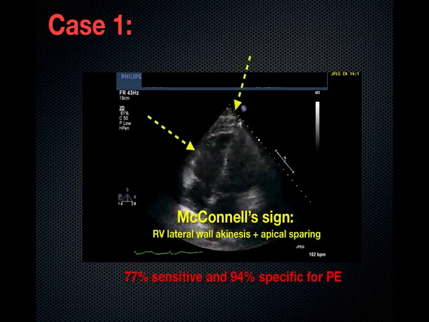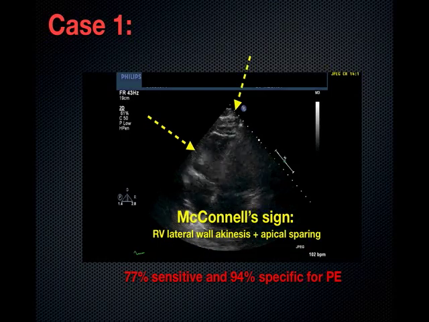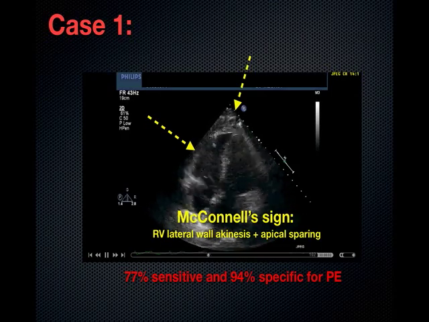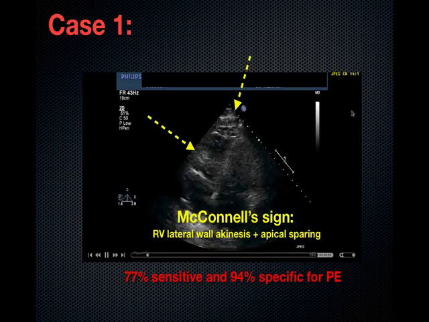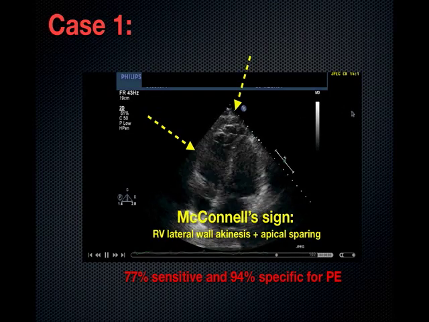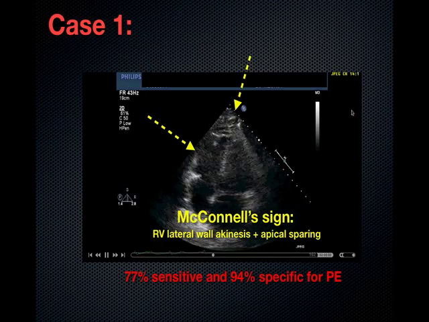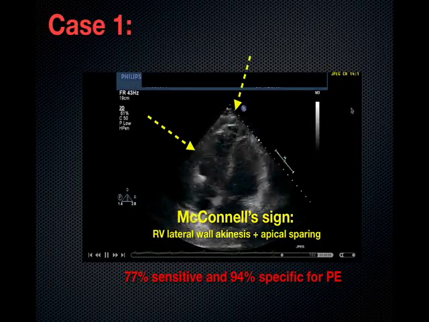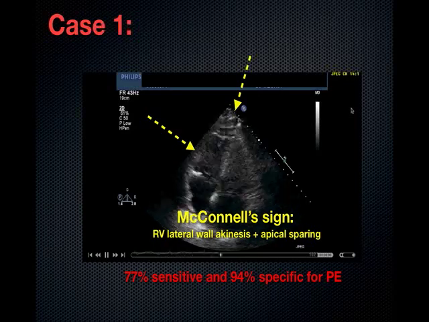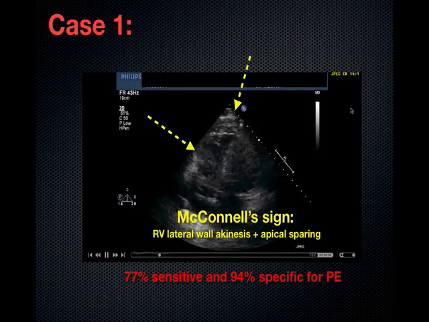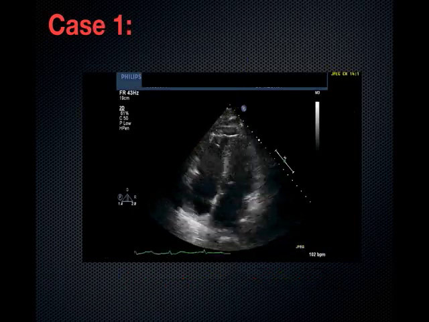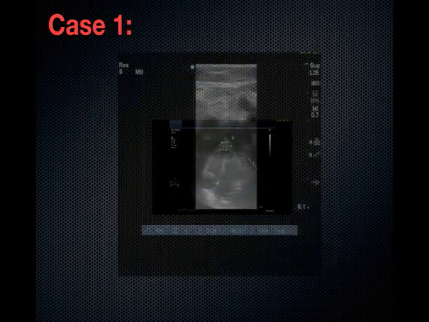We also see something called McConnell's sign, where you have the right ventricular lateral wall fairly blown out and akinetic, but a hyperdynamic apex. In some studies, this is thought to be very sensitive and specific for PE. There's a caveat to that. Patients with right ventricular infarct were excluded from that initial paper. So an RV infarct can look like this, but in the right clinical context, you may be thinking PE.